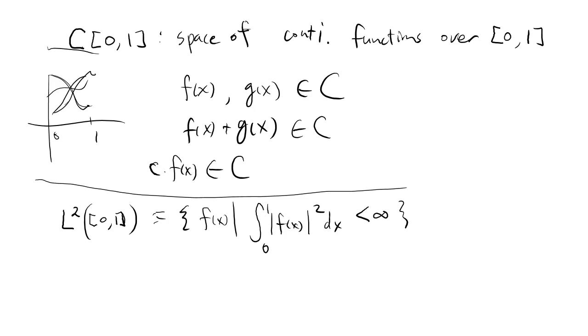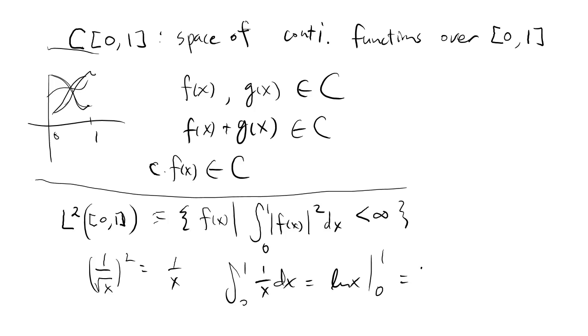Now for this one, it's actually harder to think about what's not in here than what's in here. Let me give you an example. If you have, say, 1 over square root of x, that won't be in here, because if you square this, it's 1 over x, and if you integrate from 0 to 1 of 1 over x dx, that's ln of x, and if you plug in 1 and 0, log of 1 is 0, but log of 0 is negative infinity. So if you calculate this, this gives you infinity. So this is an example of a function that's not in L2.